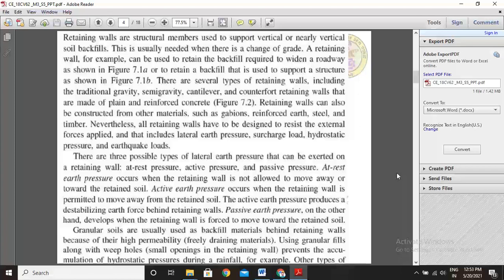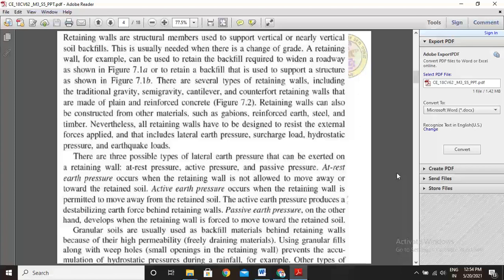And passive earth pressure, on the other hand, develops when the retaining wall is forced to move towards the retained soil, meaning towards the backfill. That is called passive earth pressure.